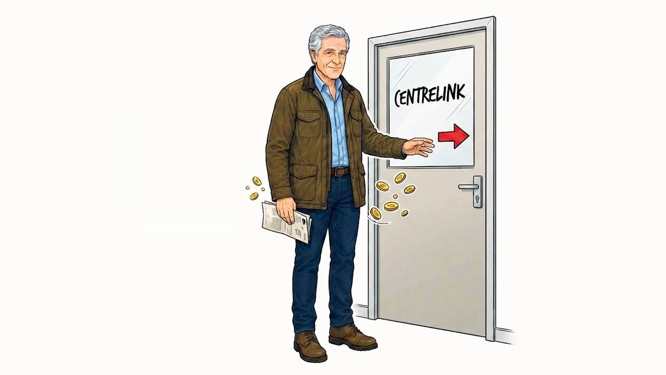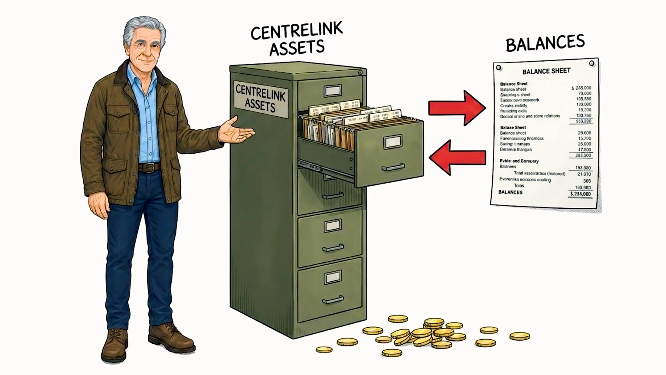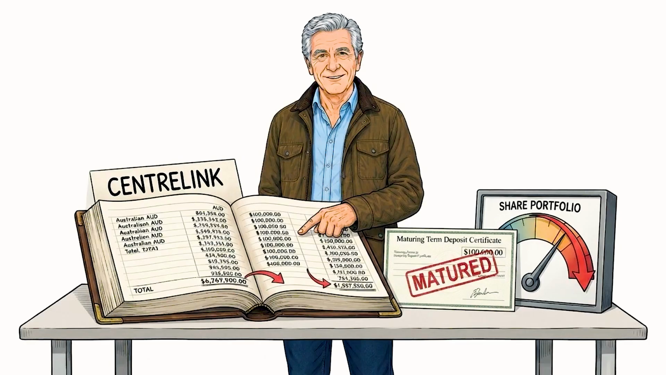Step 3. Take that calculation to Centrelink or a licensed financial advisor and ask them to confirm it against what they actually have on file for you. This is important. Centrelink holds asset figures that may or may not match your current balances. If you've had account movements, a maturing term deposit, a shift in share values, and you haven't notified Centrelink, they may be working from outdated numbers.